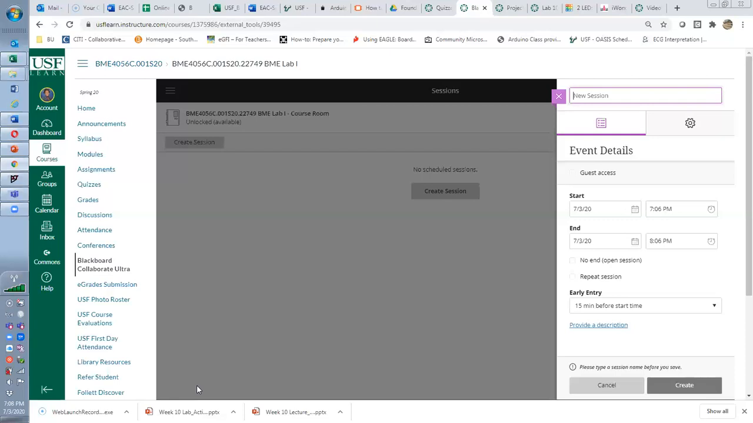Another thing I use Collaborate Ultra for is office hours. So students can always come in during those office hours without sending an email or trying to get a one-on-one appointment. I was always available during those office hours, so students can come in at any time to ask questions.